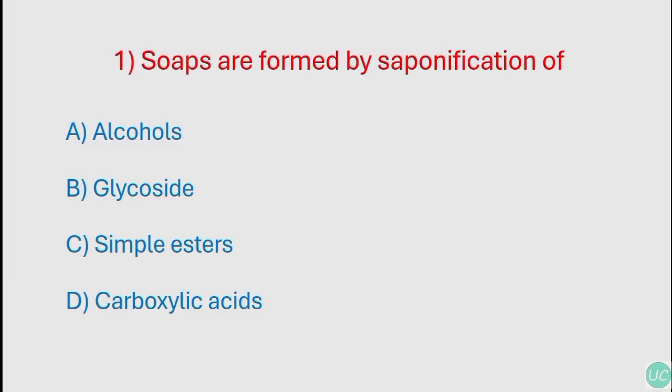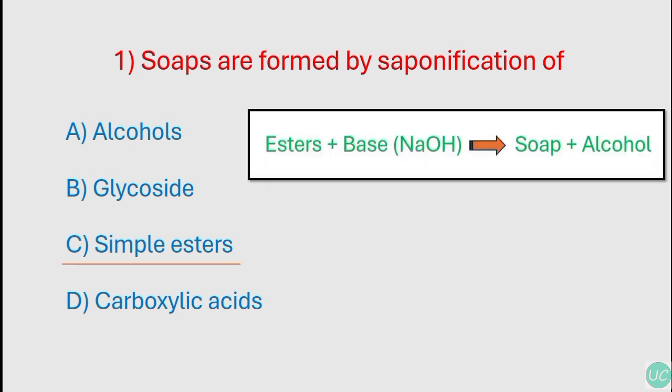Our first question is: soaps are formed by saponification of. The answer over here is simple esters. Saponification is a process that breaks down esters into soaps and alcohol using a base. The reaction is not that simple: the ester reacts with a base, for example NaOH, and gives soap and alcohol. There are multiple intermediate reactions and compounds, but the final product is soap. So soaps are formed by saponification of simple esters.